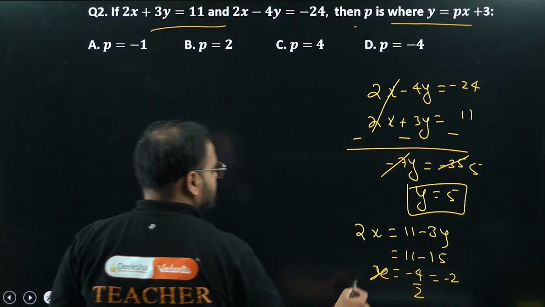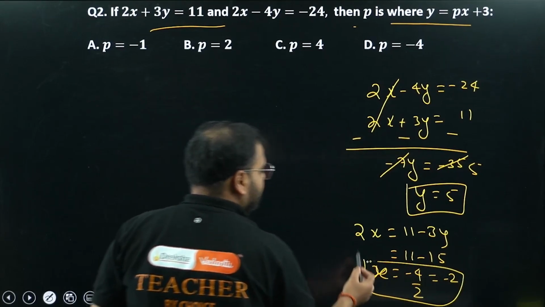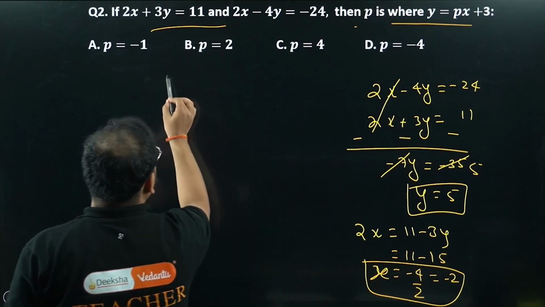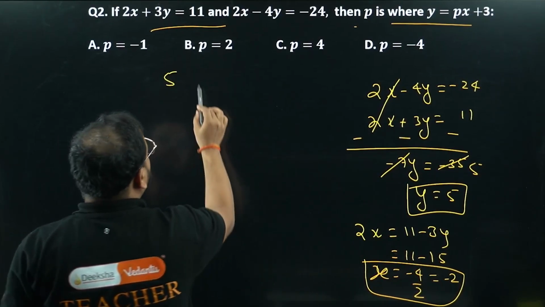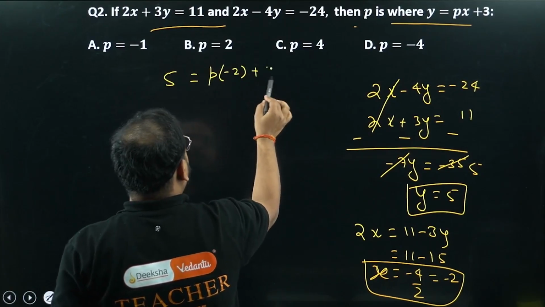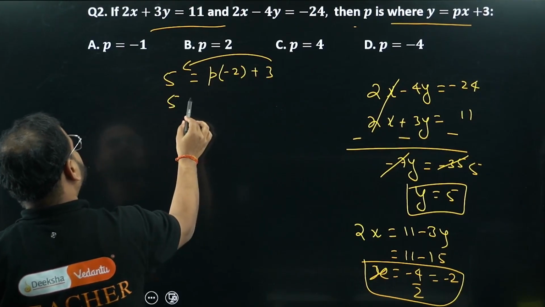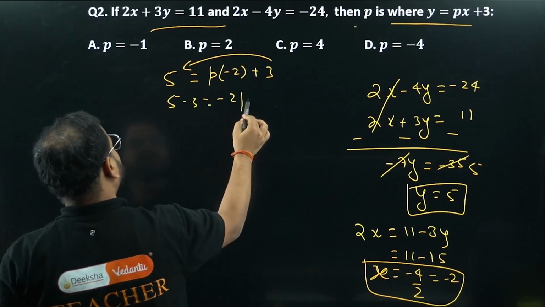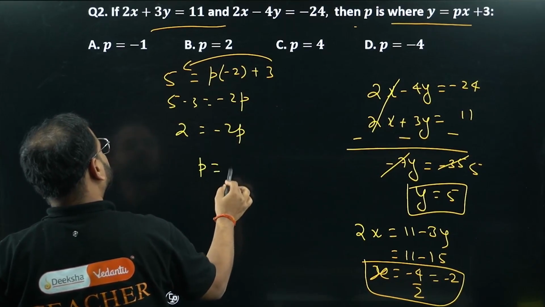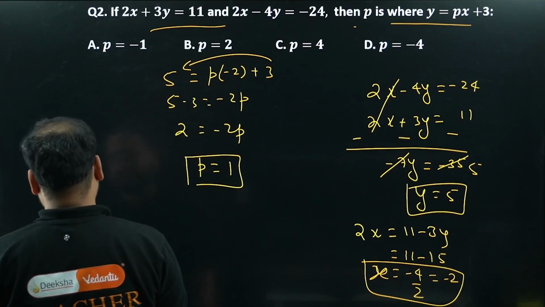Now put these values in the given equation with the variable p. So y is 5, p is as it is, and x is minus 2, plus 3. Bring this 3 over here: 5 minus 3 equals minus 2p. So 2 equals minus 2p, hence p equals minus 1.